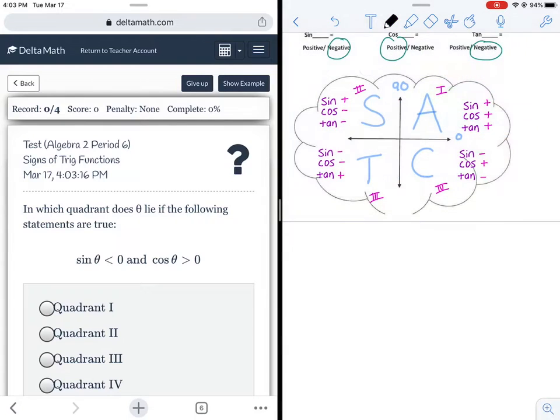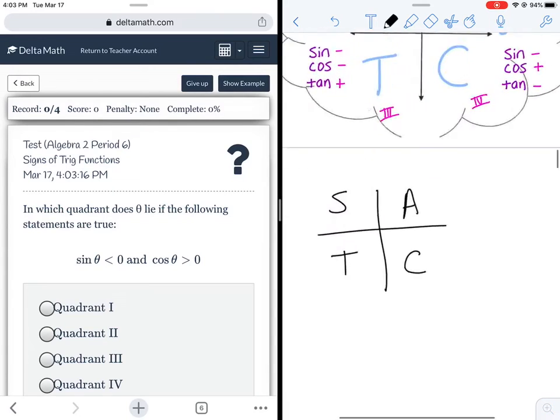Let me show you how you're going to do these questions. Which quadrant does theta lie? All theta means is an angle. So I have an angle. Which quadrant is it going to be in if the following statements are true? So to complete these, I like to set up my axes and fill in this all students take calculus. The more you write it, the easier it will be to memorize it.